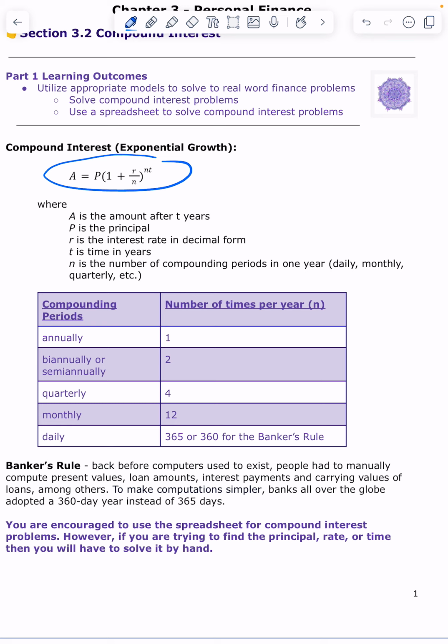So annually means one time a year, once per year. Biannually, twice a year. It might also be called semi-annually. Quarterly is 4 times a year. Monthly is 12 times a year. And daily could be, well, it's 365 days in a year, but you have to look out because if the problem specifies the banker's rule, then you're going to use 360.